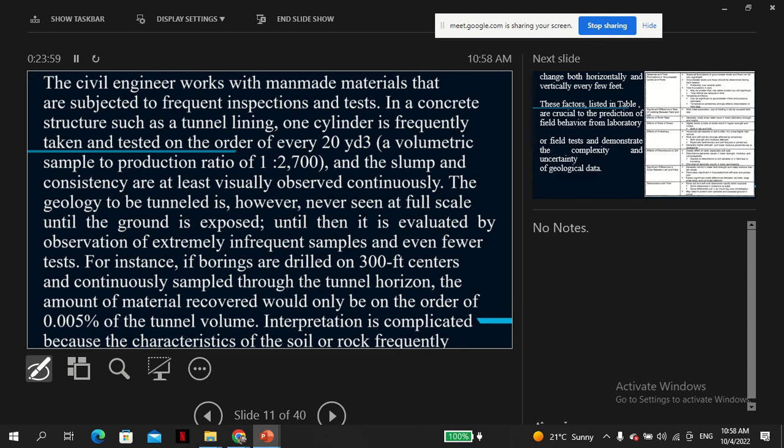The civil engineer works with man-made materials that are subjected to frequent inspections and tests. So in a concrete structure such as tunnel lining, one cylinder is frequently taken and tested in the order of every 20 yard cubed volumetric sample to production ratio of 1 to 2700, and the slump and consistency are at least visually observed continuously. The geology to be tunneled is, however, never seen at full scale.